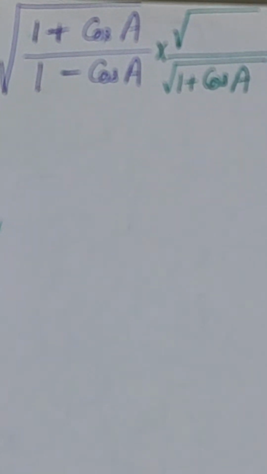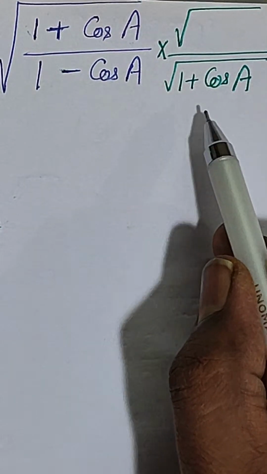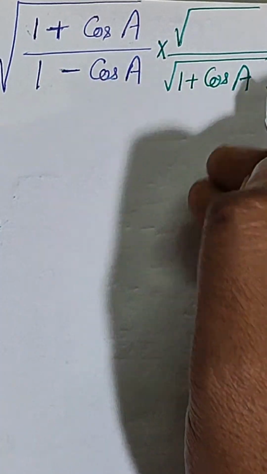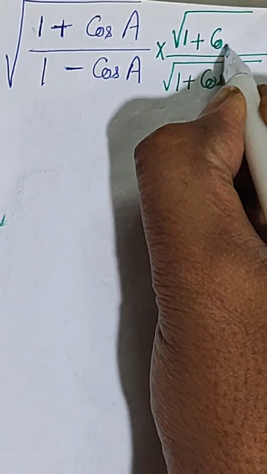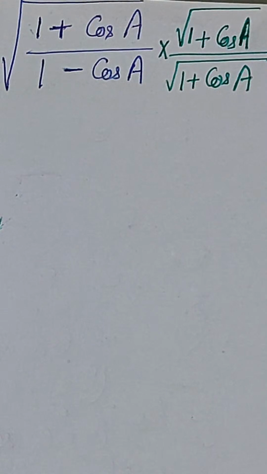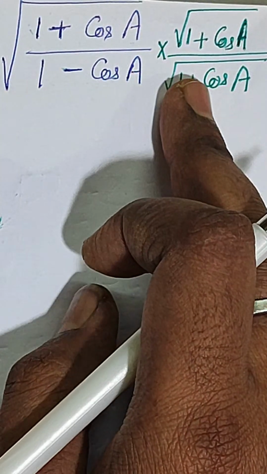Yeah, I think it's visible to you. Yes, root over 1 plus cos a will be multiplied into the denominator, and since this is inserted, this will be compensated with a multiplication of root over of 1 plus cos a in the numerator also, right? What is the benefit of this? You will be seeing it.